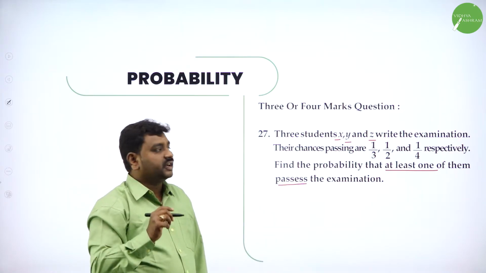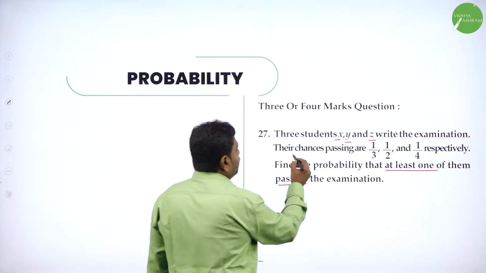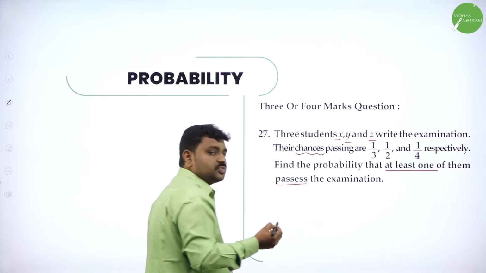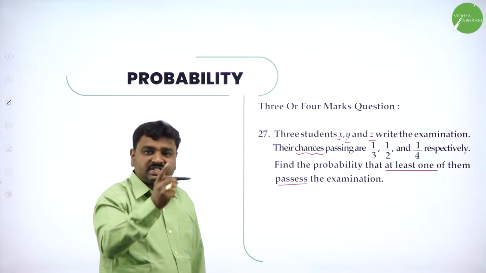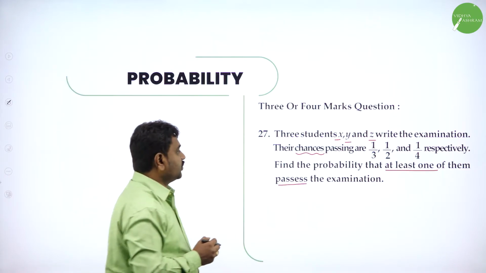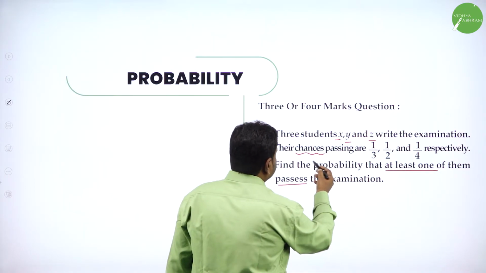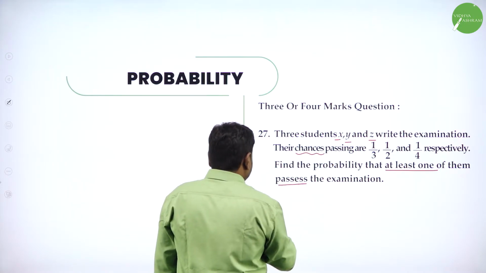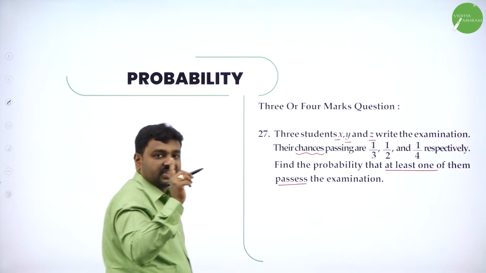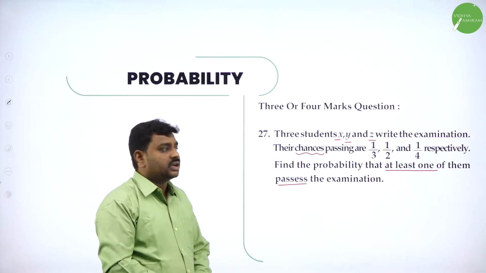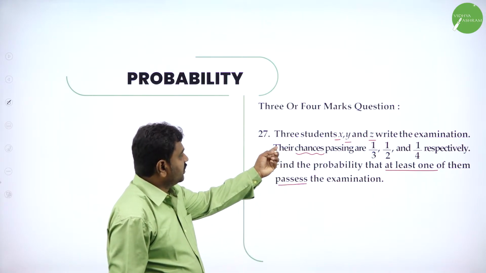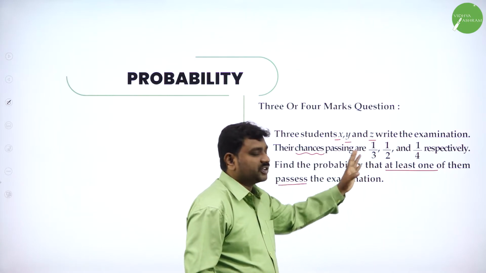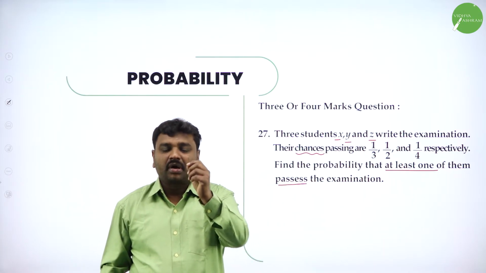So please understand, chances of passing. Chances means probability. Chance is the other word for probability. So find the probability, the chances of passing the exam. That is the first keyword you should know. Here, the probability of writing the exam and chances of passing the exam. Chances of passing means probability of passing.